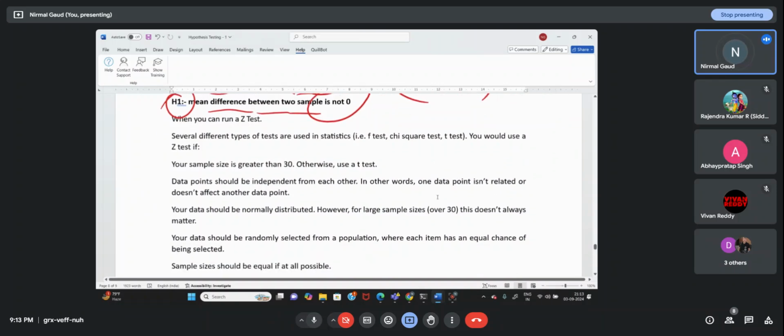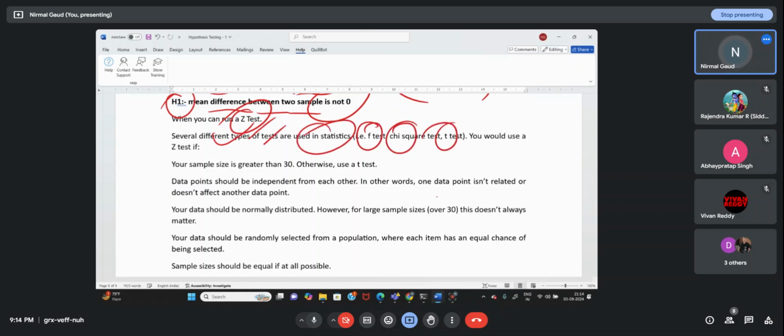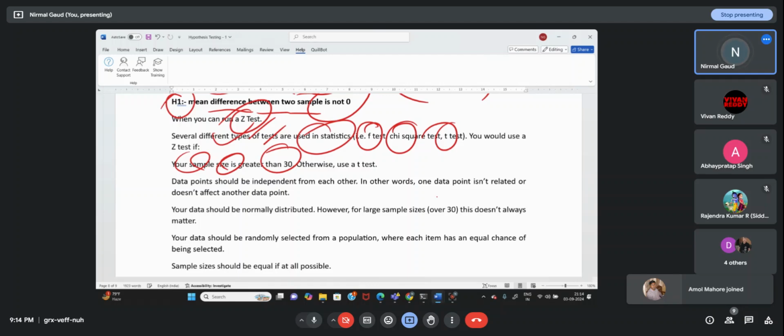We can run a Z test also. Several different types of tests are there in statistics: F test, chi square test, ANOVA test, T test, Z test, and different tests. If your sample size is greater than 30, then use Z test, else you are going to use the T test. If the sample size is less than 30, then use T test, else use Z test.